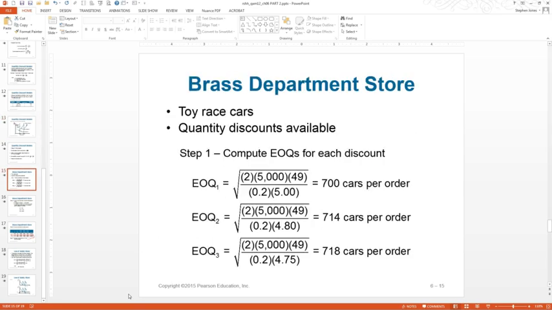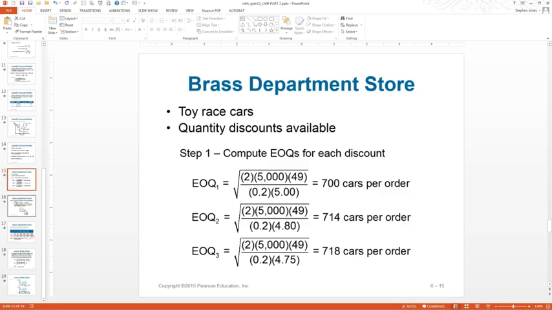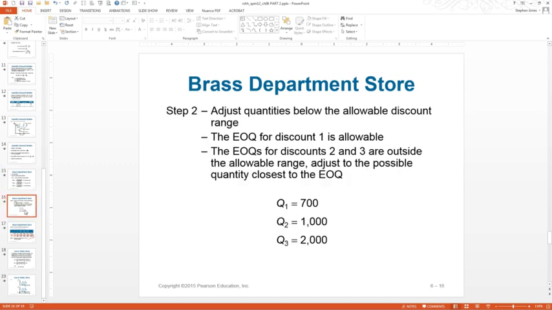So you can't order 714 though and get the $4.80. You can't order 718 and get the $4.75. So what you're going to have to do is adjust those quantities. Because you can order the 700 and get no discount, that's fine. To get the discount at quantity 2, you're going to have to order 1,000, and for 3, you're going to have to order 2,000. Even though your EOQs didn't say that, you still have to order the minimums on those to get those discounts.